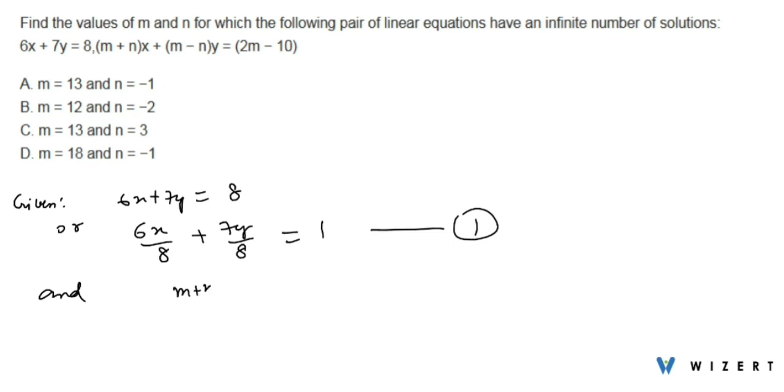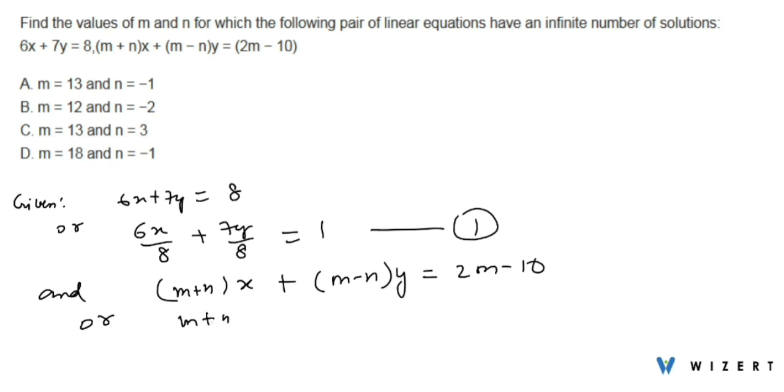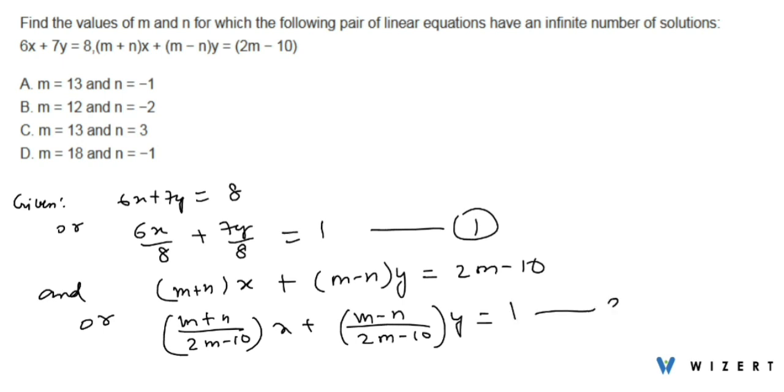Similarly, the second equation given is m plus n times x plus m minus n times y equal to 2m minus 10. Here also we will make the constant term 1 by dividing LHS and RHS by 2m minus 10. So the final equation that we'll get is this, and let's say this equation is equation 2.